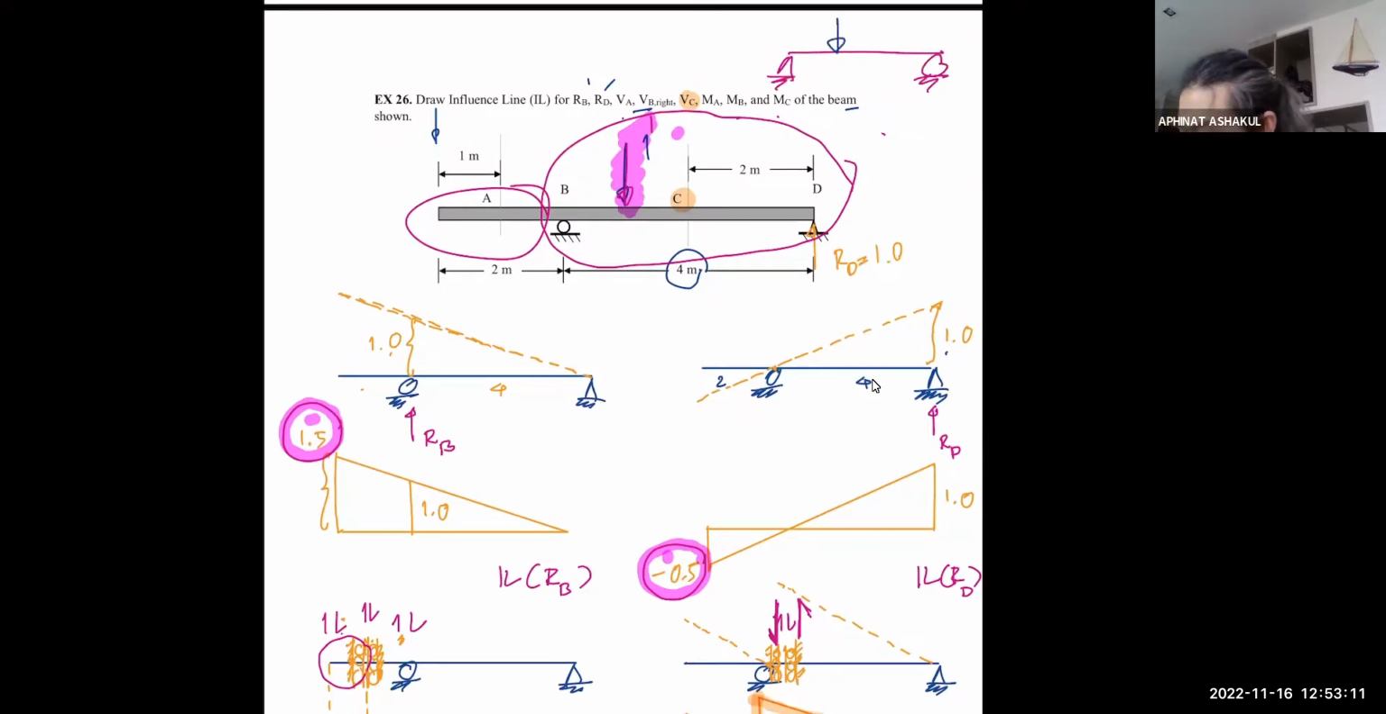With a moving load, moving anywhere, right? So when you have this situation, how can you have moment at B? Because point B now becomes just a roller support.